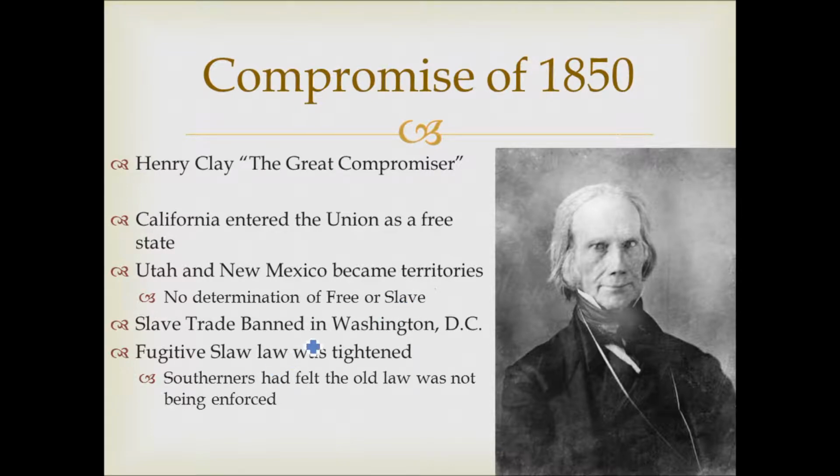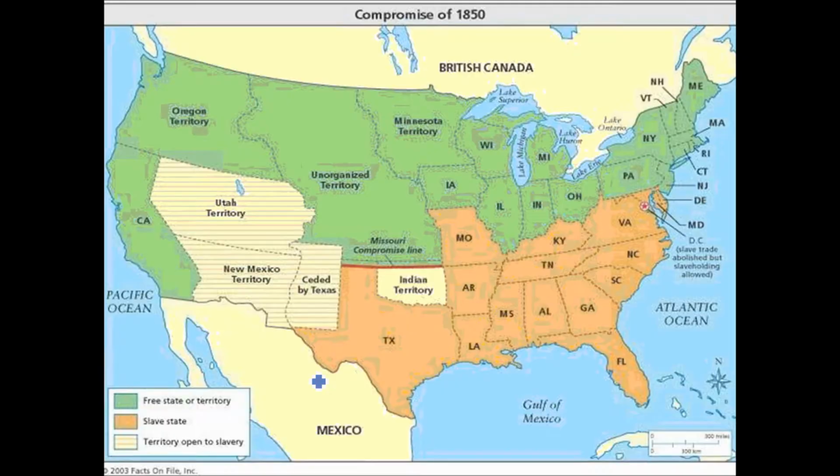The slave trade, as a part of the compromise, is going to be banned in Washington, D.C., and we'll talk a little bit more about that in class. And then, of course, the fugitive slave law is going to be tightened, and this is a great way to appease Southerners. A lot of Southerners thought that the old fugitive slave laws were not being enforced, and they wanted a harsher law and harsher penalties. So this compromise kind of complies with that. Southerners are now more satisfied with the fact that runaway slaves will be captured and brought back to the South, and anybody that's holding slaves up north trying to hide them will be persecuted for their actions.